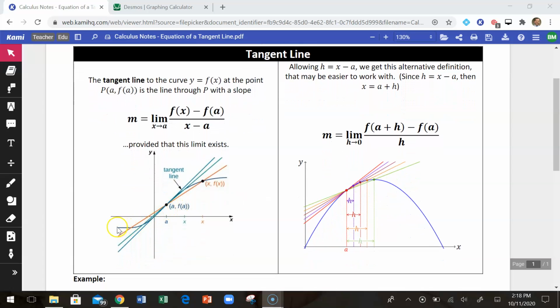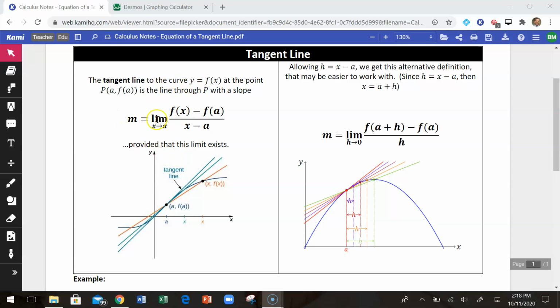First of all, remember what we're looking at is if we have some function, and it's kind of hard to see, but in this first graph, this function is this curved function here in the dark blue. And I want to know what the equation of the tangent line is that only goes through this point a, f of a. Okay, so I want to figure out what that tangent line would be.